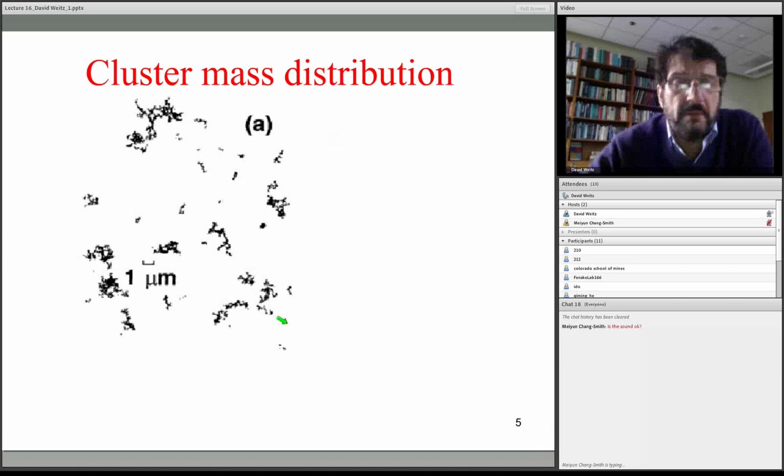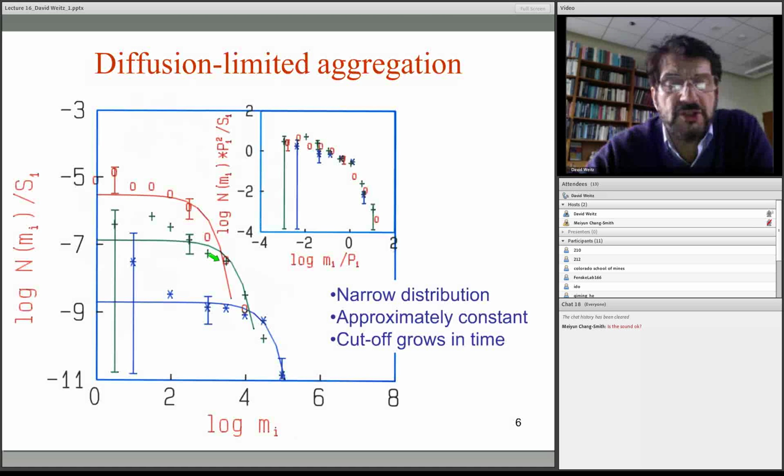Here are some experiments showing how you might do this. These are just EM images of an aggregating system, again an aggregating system of colloidal gold. And this is just a snapshot showing the different clusters, and you can simply count the number of clusters of a given mass and form that distribution. If you do that for diffusion-limited conditions, that is, reactions occur immediately upon collision, you get these kinds of distributions.